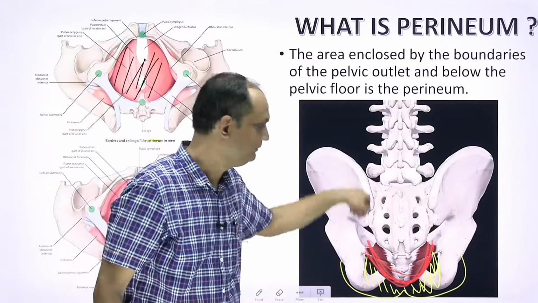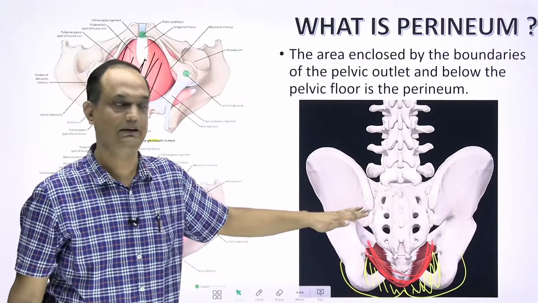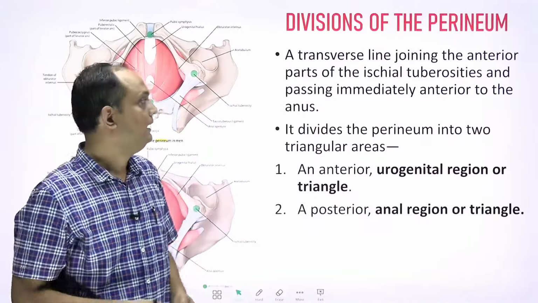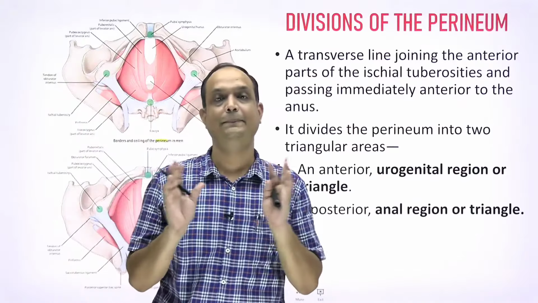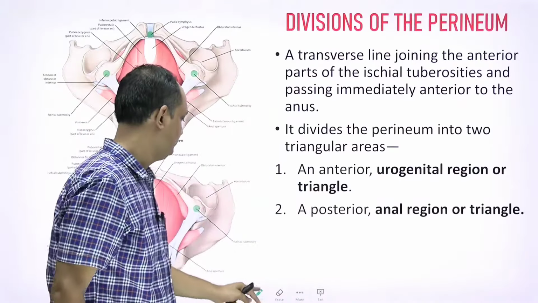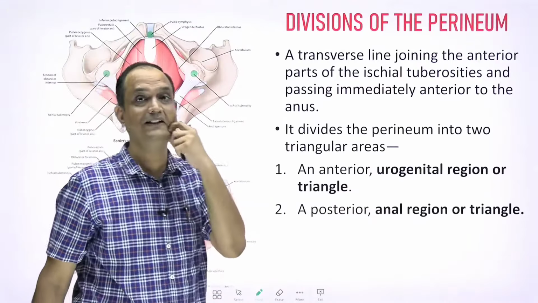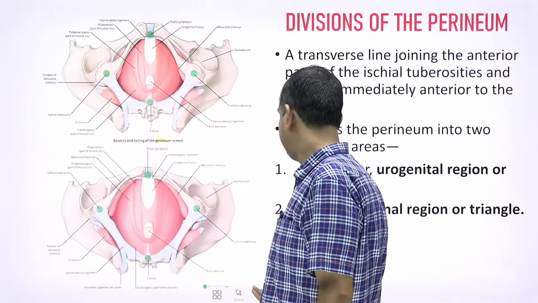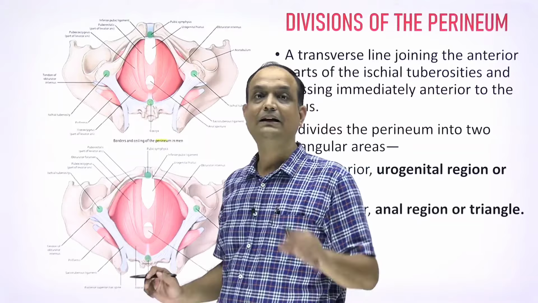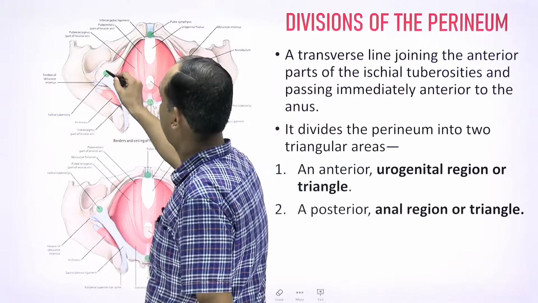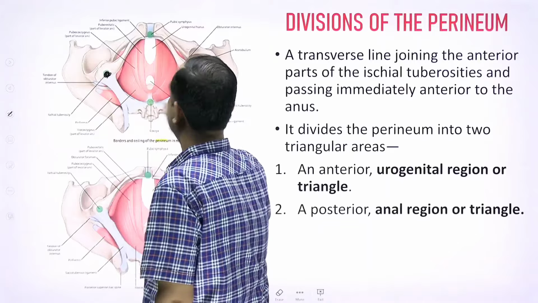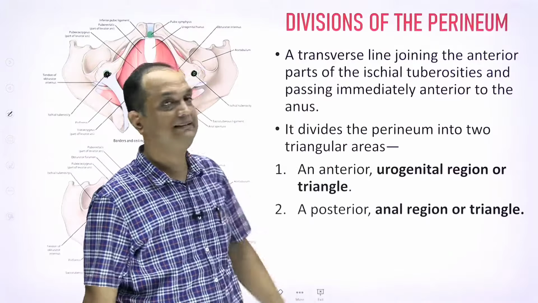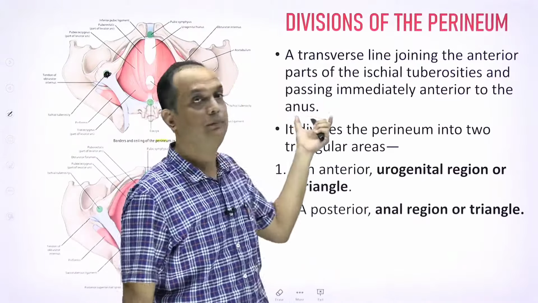The area above the pelvic floor is pelvic cavity, the area below the pelvic floor is perineum. Clear? Now, how do you divide the perineum? This is the next part of your concept: when you have the whole pelvic outlet, you can divide it into two parts by an imaginary transverse line that joins the two ischial tuberosities. So there is a transverse line joining the anterior part of the ischial tuberosities and passing immediately anterior to the anal opening or the anus.